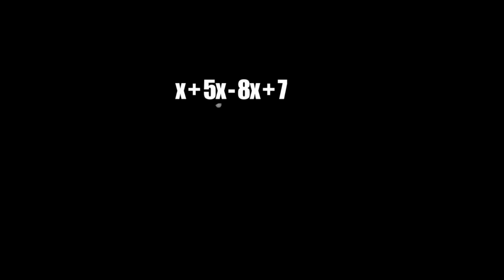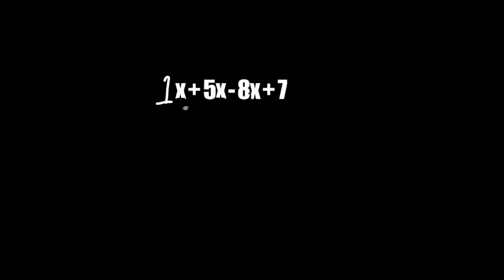So x plus 5x minus 8x plus 7. First, we must identify the like terms. So we have to find the coefficients and the variables. So first is x, which as I told you before, if a variable doesn't have a number in front of it, then that means it has an invisible 1. So that's going to be 1x plus 5x, which is a coefficient, minus 8x. And 7 is the constant, so we're not going to be combining that with the coefficients and the variables.